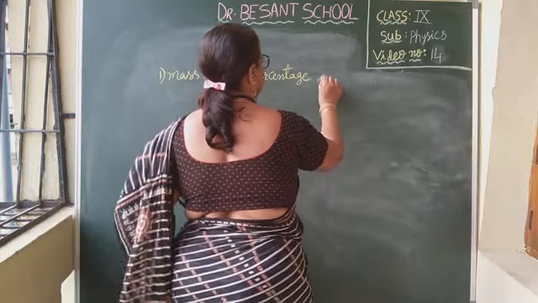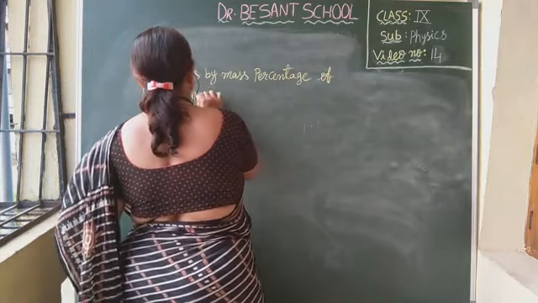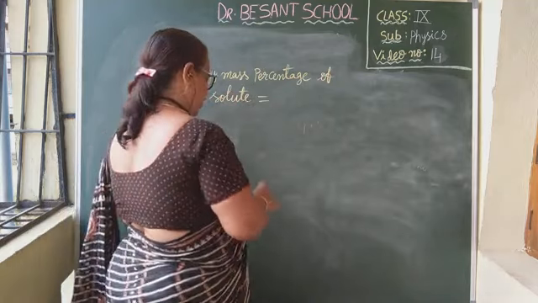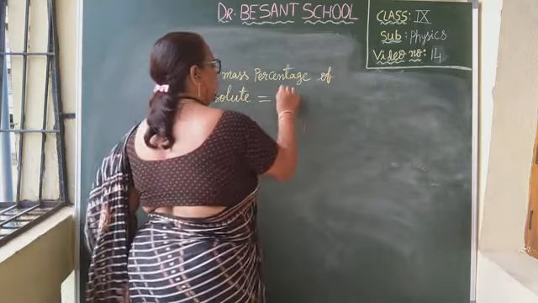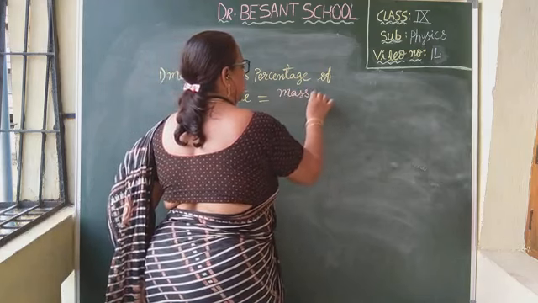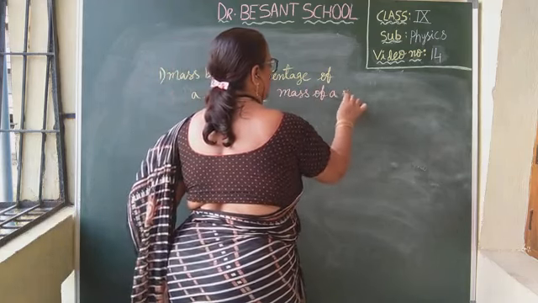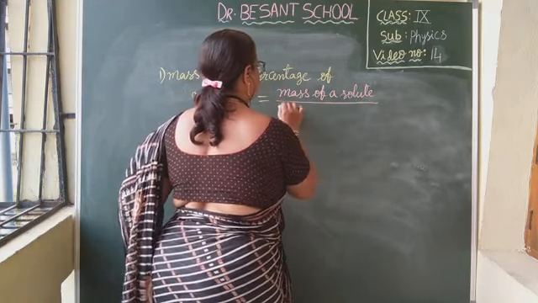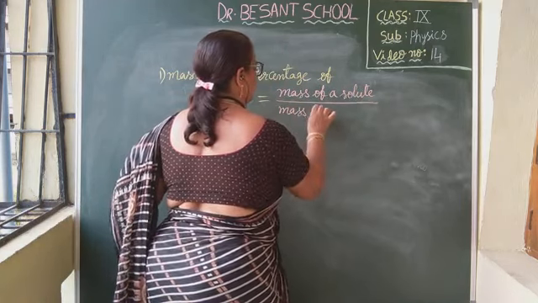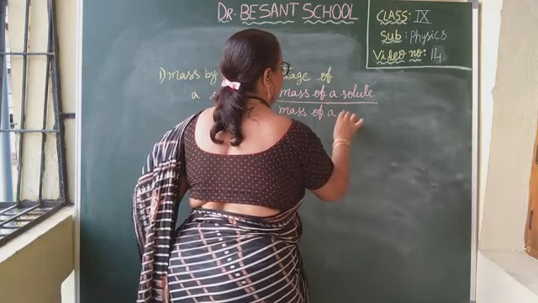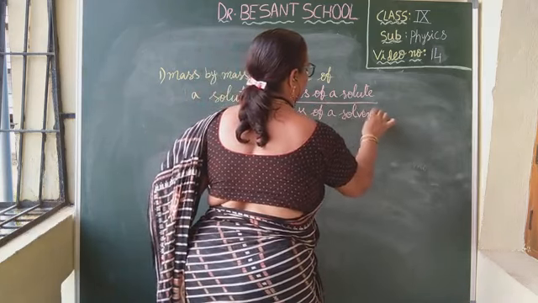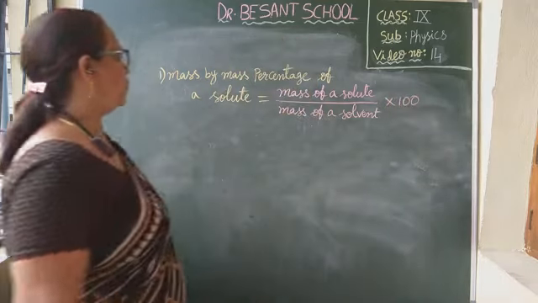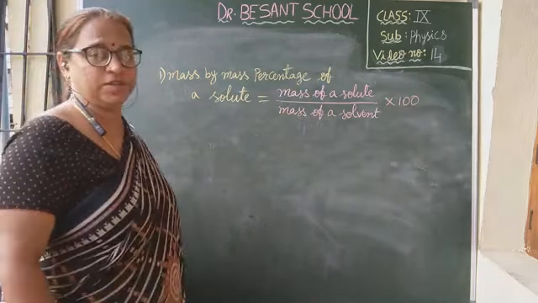Mass by mass percentage of a solute. Mass by mass percentage of a solute is equal to the mass of a solute by the mass of a solvent into 100. Listen carefully. This is the formula to find mass by mass percentage of a solute.